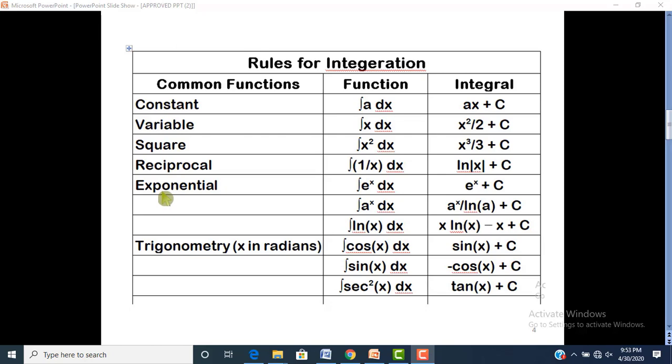And for the exponential term, integral exponential raised to power x dx, the integral and this dx will cancel with each other, and the integral will be exponential raised to power x plus integration constant c. Dear students, in reaction dynamics, you will use the following fundamental rules for the constant, variable, square, reciprocal, and exponential terms.